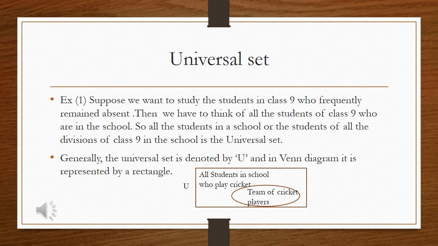Take another example. Suppose we want to study the students in class 9 who frequently remain absent. So we must think of all the students of class 9. So here the universal set is the set of all students of class 9, or all students of all the divisions of class 9, and this is called a universal set.